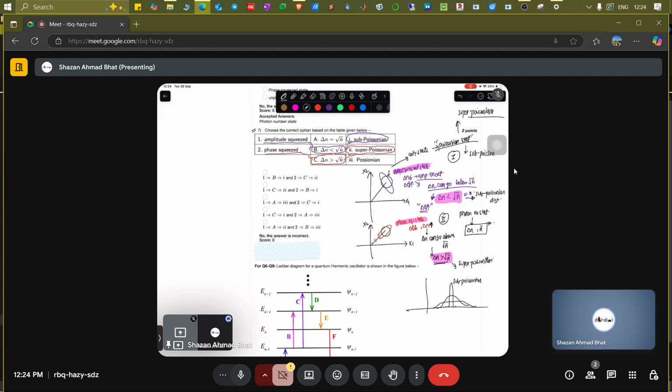So the first one goes to B and goes to Roman 1, and 2 goes to C and goes to Roman 2. And this is the answer to this question. It's a very interesting problem. You can have a look over it and understand it very effectively.